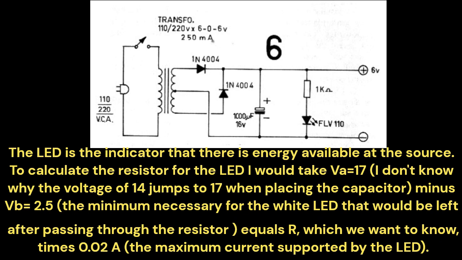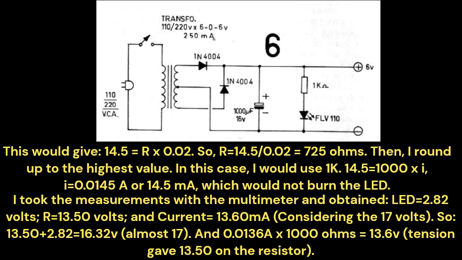To calculate the resistor for the LED, I would take V equals 17. I don't know why the voltage of 14 jumps to 17 when placing the capacitor, minus VB equals 2.5, the minimum necessary for the white LED that would be left after passing through the resistor, equals R, which we want to know, times 0.02 amperes, the maximum current supported by the LED. This would give 14.5 equals R times 0.02. So R equals 14.5 over 0.02 is equal to 725 ohms.